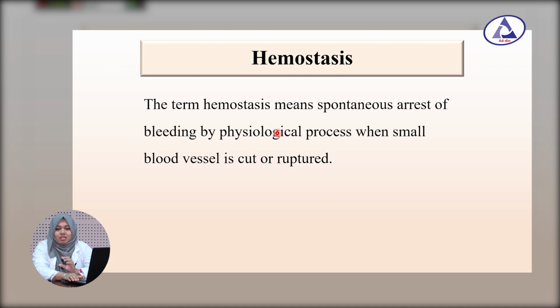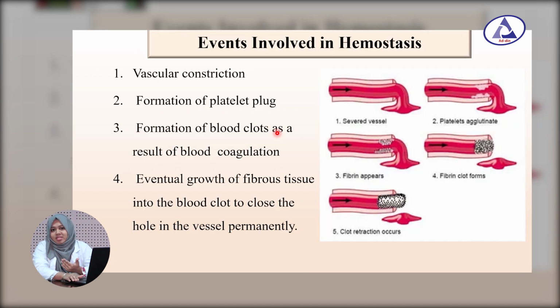This hemostasis is composed of 4 sequential steps, which are the vascular constriction or the vascular spasm, formation of platelet plug, formation of blood clot as a result of blood coagulation, and last but not the least, the eventual growth of fibrous tissue into the blood clot, which closes the vessel hole permanently.